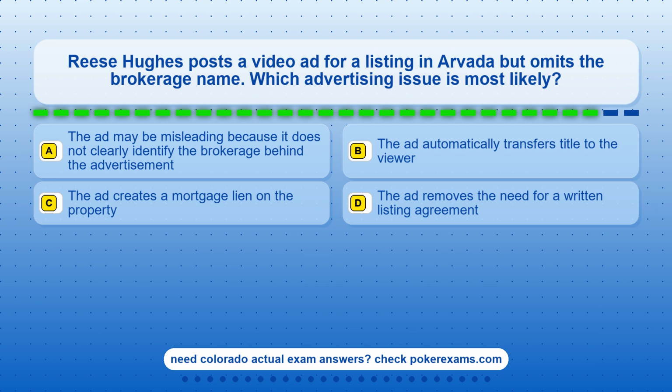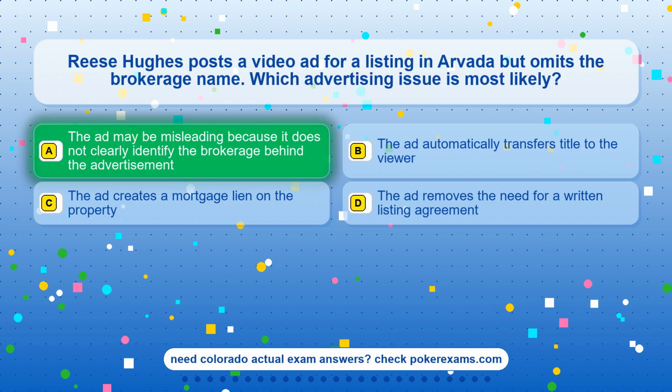Question 10. Reese Hughes posts a video ad for a listing in Arvada but omits the brokerage name. Which advertising issue is most likely? Option A. The ad may be misleading because it does not clearly identify the brokerage behind the advertisement. Option B. The ad automatically transfers title to the viewer. Option C. The ad creates a mortgage lien on the property. Option D. The ad removes the need for a written listing agreement.